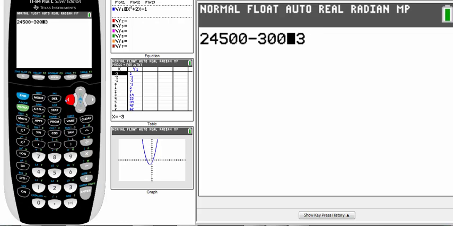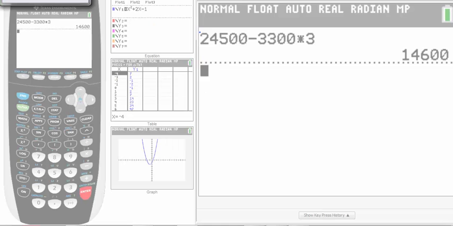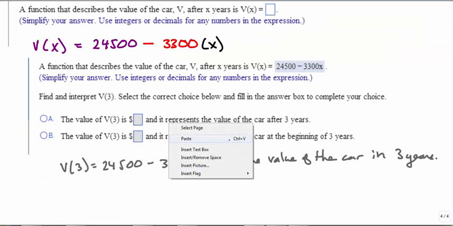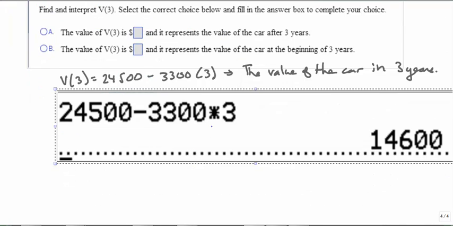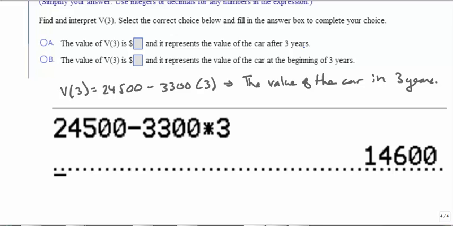Now, if you have calculators that do only one operation at a time, be really careful about the order of operations here. And so here we'd get 14,600, and that would be the value of the car then after 3 years. So let's go ahead and interpret what that means. The value of the car after 3 years, or part B, the value of v of 3 and it represents the value of the car at the beginning of 3 years.